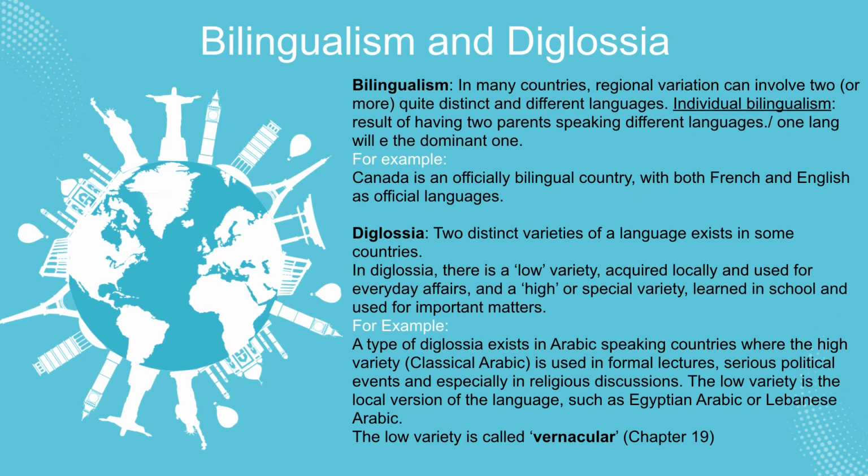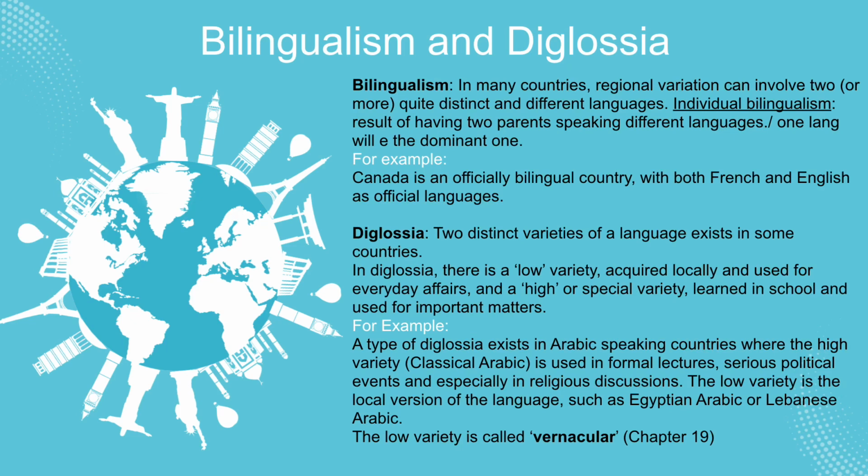The next is bilingualism and diglossia. Bilingualism: in many countries, regional variation can involve two or more quite distinct and different languages. Individual bilingualism is the result of having two parents speaking different languages. One language will be the dominant one. For example, Canada is an officially bilingual country with both French and English as official languages.